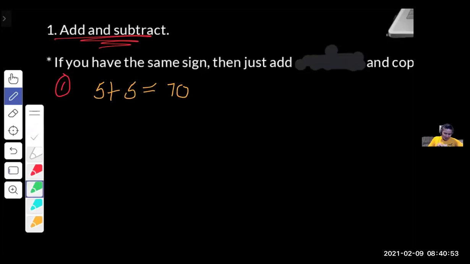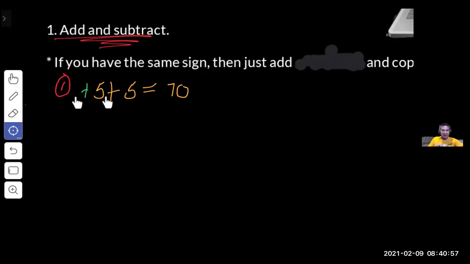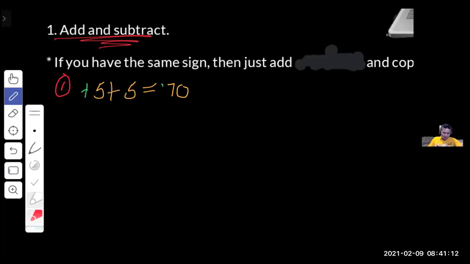I'm going to be adding this sign. We don't need it, but we know it's positive. When we have the same sign, what do we do? Just add them and copy the sign that we have. 5 and 5, use your fingers, we get 10. And we copy the sign. Which sign do we have? Positive. That's why your answer is positive 10.